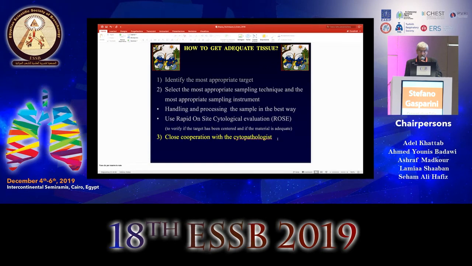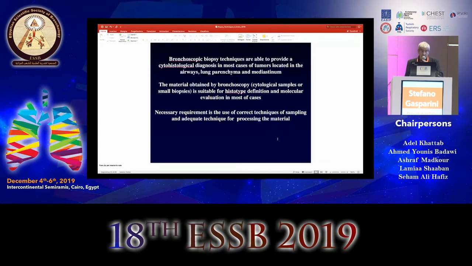So the close cooperation with your cytopathologist is a very important step to get adequate tissue. So this is my conclusion. Bronchoscopic biopsy techniques are able to provide cytohistological diagnosis in most cases of tumor located in the airway, in the lung parenchyma, and in the mediastinum.